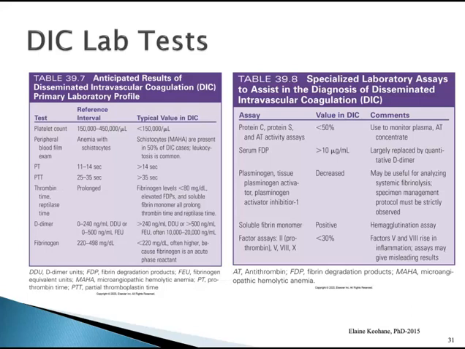So here are some anticipated results of disseminated intravascular coagulation in terms of the primary lab profile that we will run to confirm the presence of DIC. Other than that, we also have some specialized laboratory assays that can assist in the diagnosis of DIC. So primarily, you want to take a look at some of the routine tests. If we suspect DIC is happening, it's important to look at the platelet count. The platelets get activated and consumed in the clots. So there is a drop in the platelet count, which will give you a moderate thrombocytopenia.